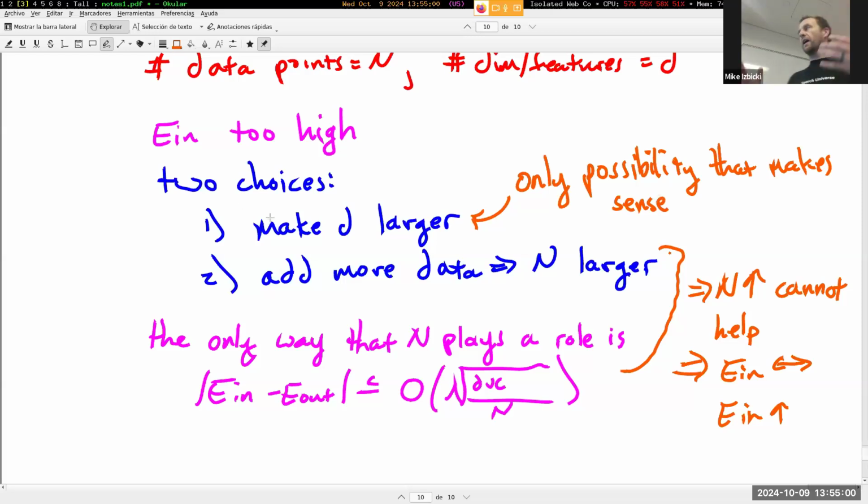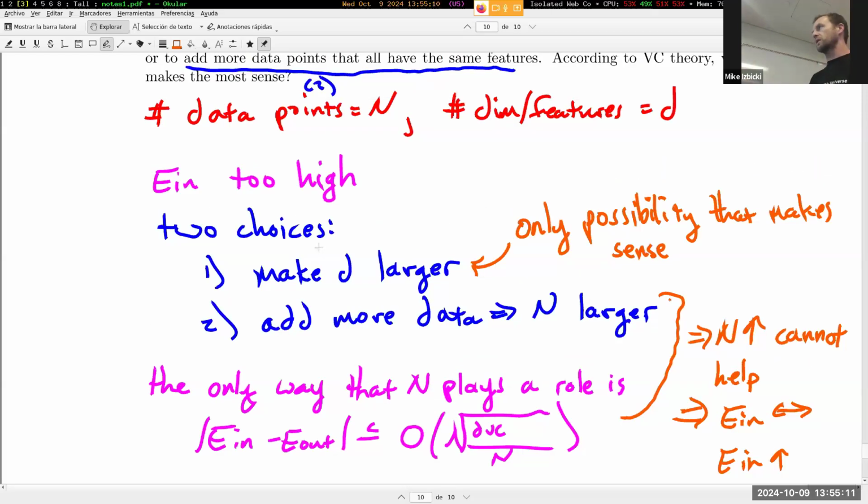And again, in an interview situation, nobody's going to ask you to calculate the VC dimension of something, but they are going to ask you about some real world situation like this, and being able to argue through the way that the VC dimension, and our N and our d values, impact things is a very important skill.